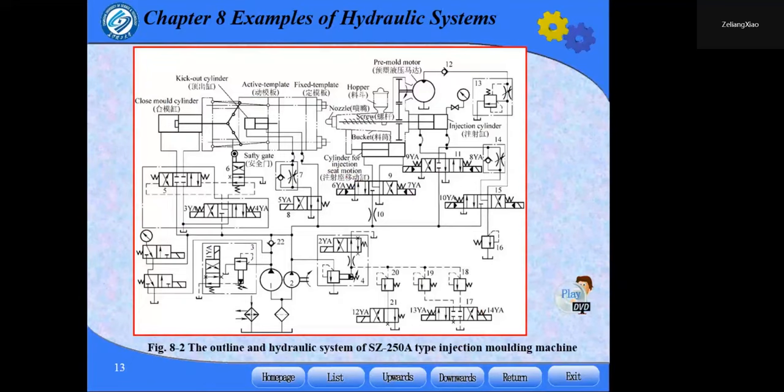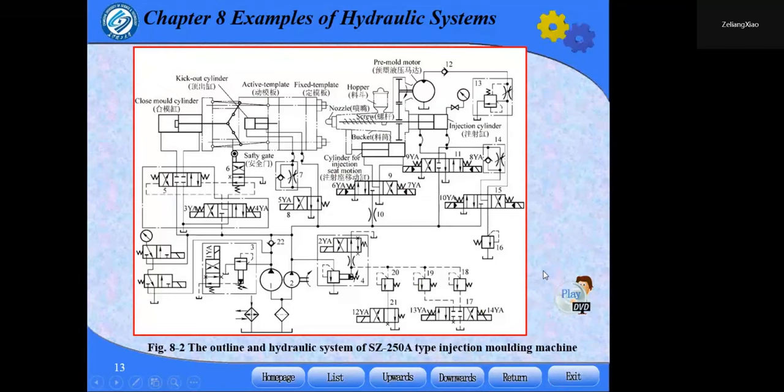The complex system. No need to learn how it works in detail. I just introduce the operating principle for the injection molding machine, the procedures for its working.